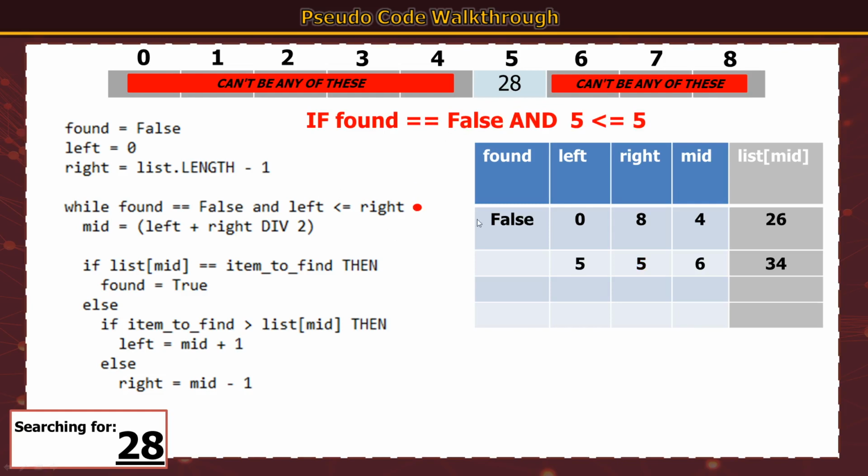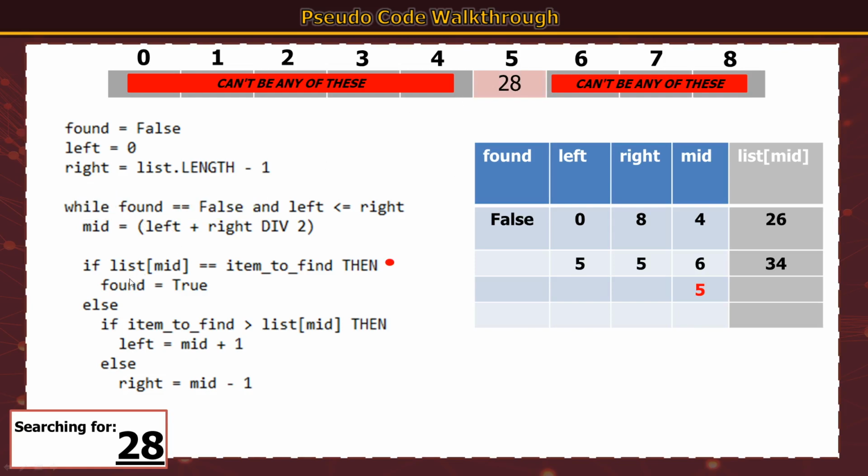Found equals false. Well, found is still false because it's not changed in our trace table. And left, which is 5, is less than or equal to right, which is also 5. That's interesting, isn't it? So this time they are equal to each other, so that condition's still true, so we can come inside. So we come inside, look, and we are here. So mid equals left, which is 5, plus right, which is also 5. So now we've got 5 plus 5 gives us 10, divide it by 2, gives us 5. So mid is now 5, okay?